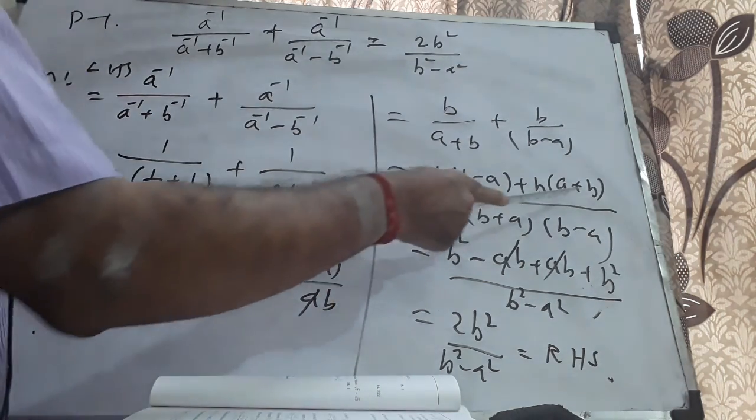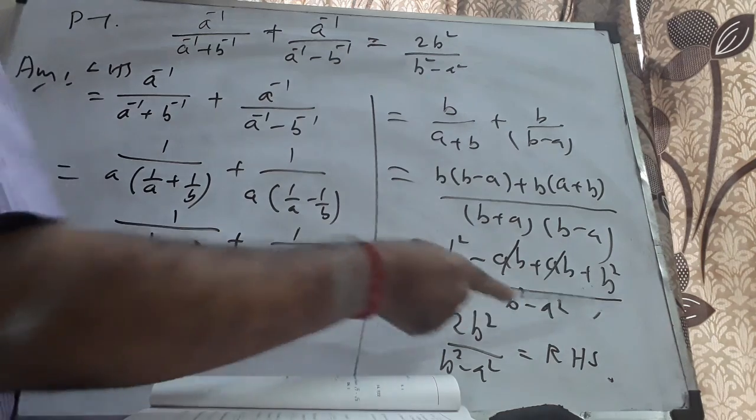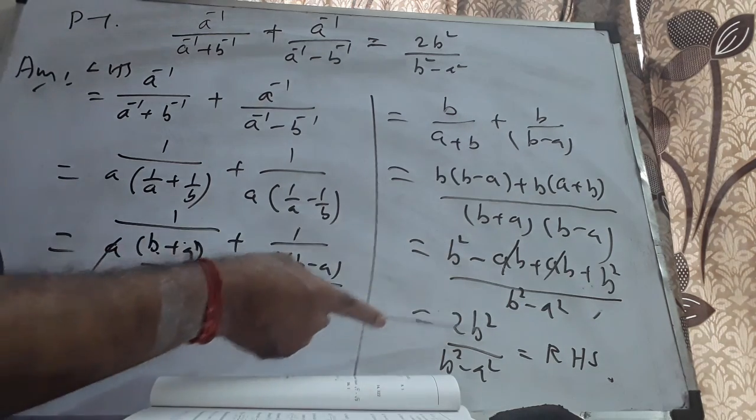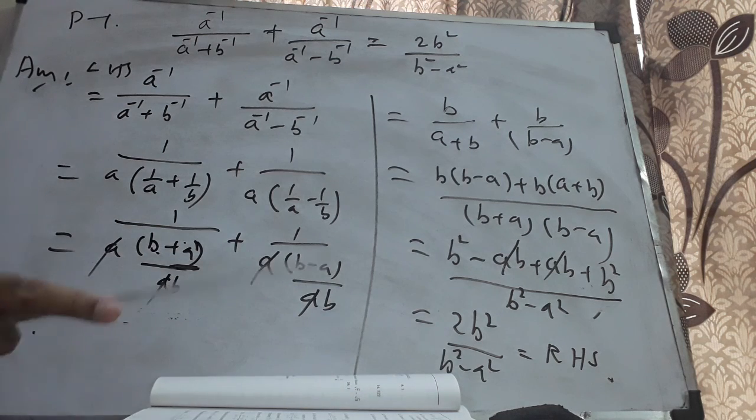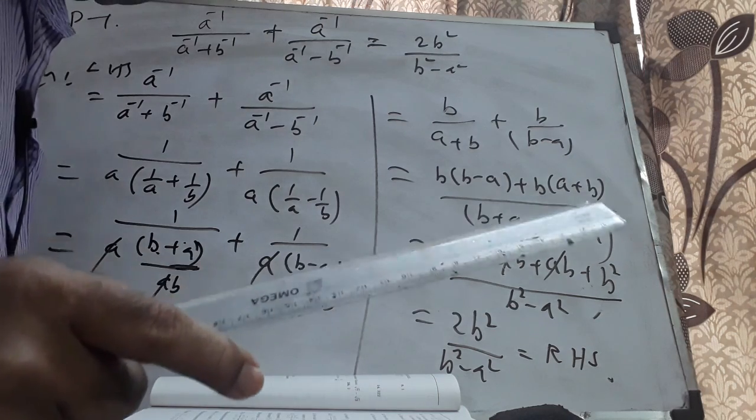b² - ab + b² by b² - a². ab minus ab gets cancelled. b² plus b² is 2b². 2b² by (b² - a²). That is my right hand side.